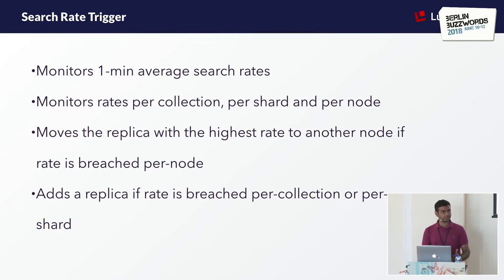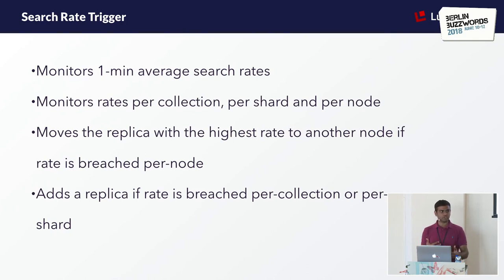The search rate trigger was added in Solr 7.3, where essentially it monitors the 1 minute average search rate. So it sees the average search rate for a minute, and then you can define what to do in that case. You can define the search trigger on a per collection basis, a per shard basis, or on a node basis. So you can say, if I have 100 QPS on a Solr node, I want to do an action on it. Or you can say, if a collection gets more than 30 requests a second, I think that's reaching a point where I need to add more replicas. Since it provided options to do it on a per node or on a more granular per collection basis, the default actions that come with it were different.